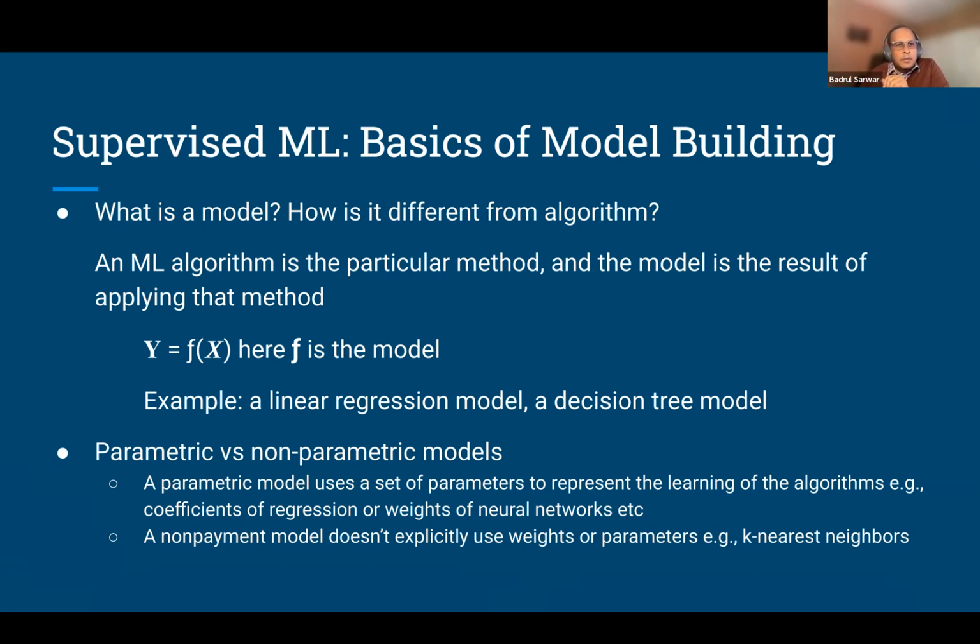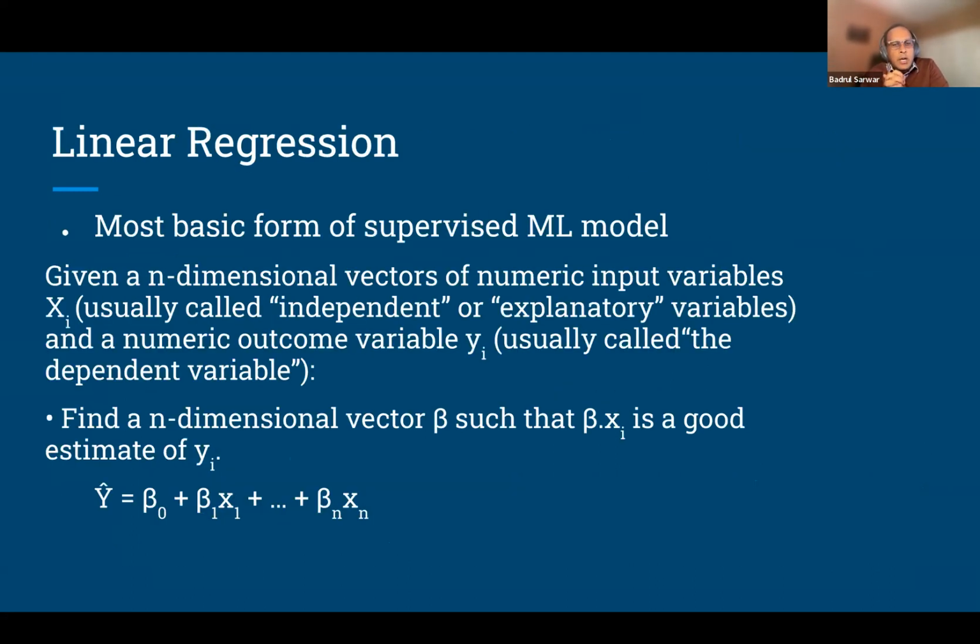Sorry, it's a typo here. It's a non-parametric model. I'll fix it later. A non-parametric model doesn't explicitly use any coefficients or parameters, such as k-nearest neighbor models. In the k-nearest neighbor model, we don't build any model or use any parameters. The entire data set is used. We'll talk about it when the time comes. As I said, one of the simplest algorithms to understand and to go deep into is the linear regression model, which is an example of a supervised machine learning model.